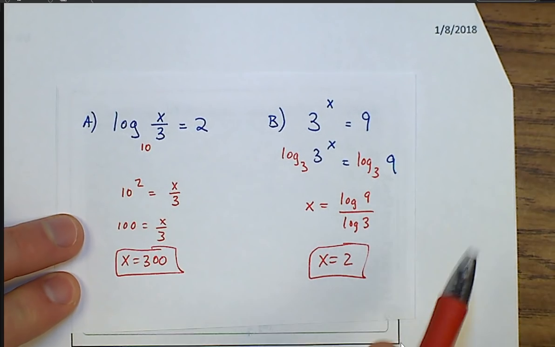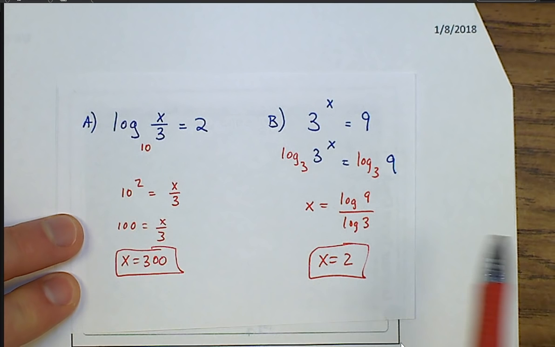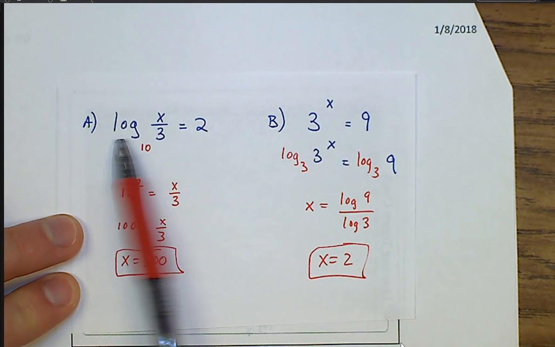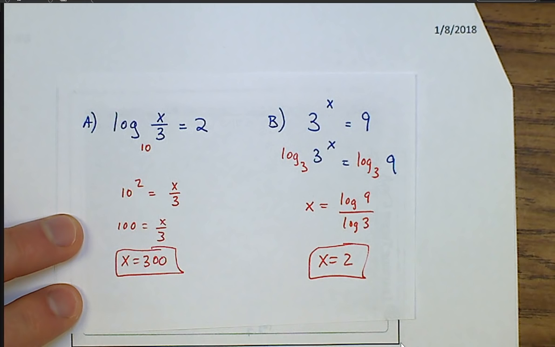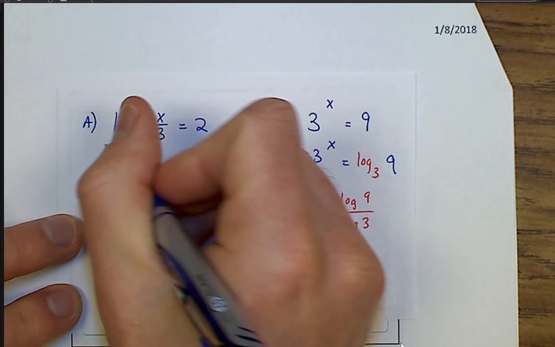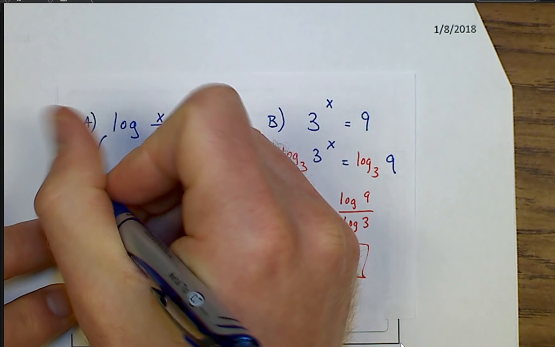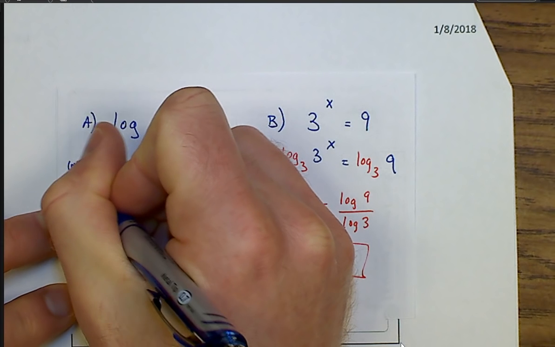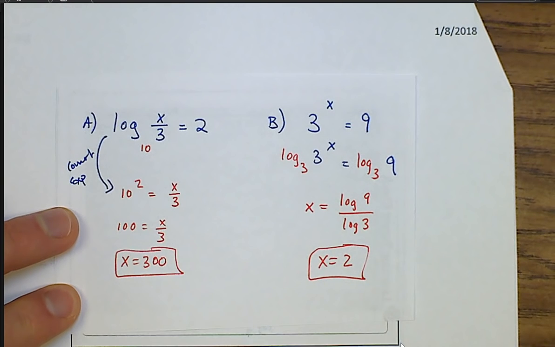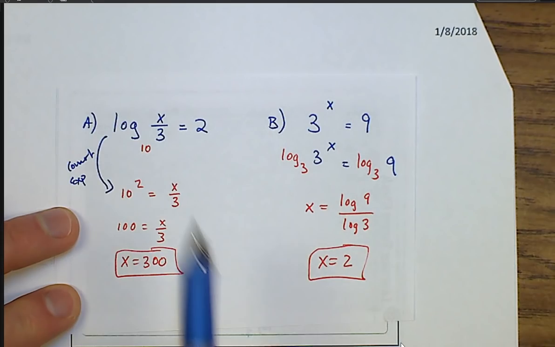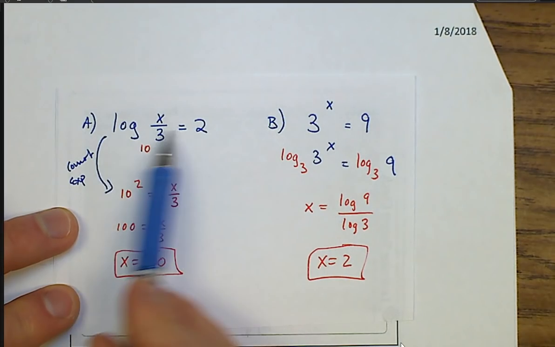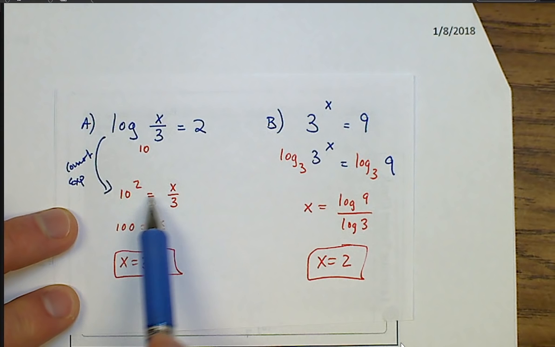So I have example A and example B. In example A, we have a logarithm. Well, what do you do to solve logarithms? We need to take logarithms and convert them into exponential form. We talked about this in our notes before in lesson 10. If you have a logarithmic equation, you convert into exponential form and you solve for x.